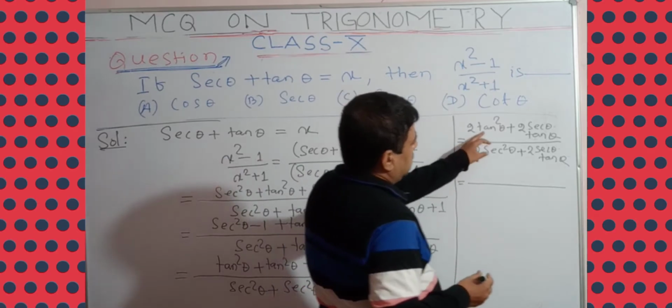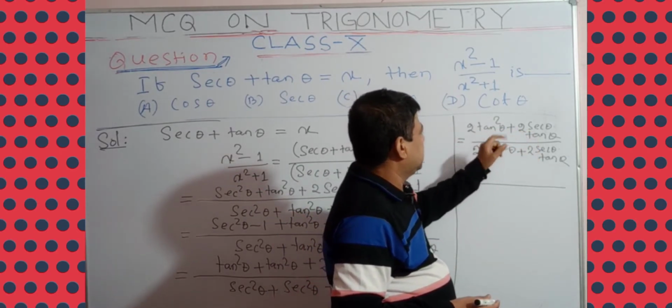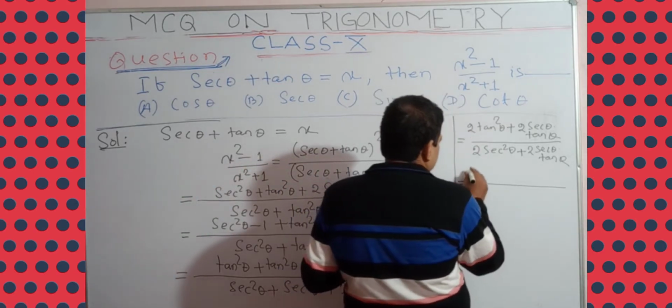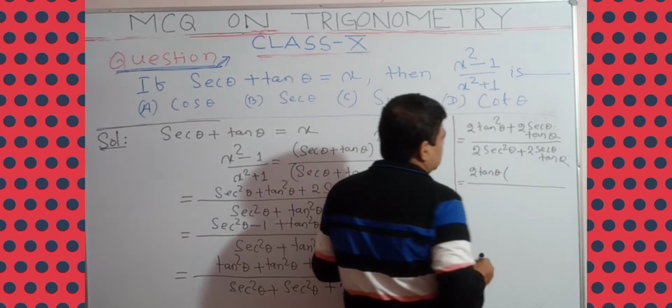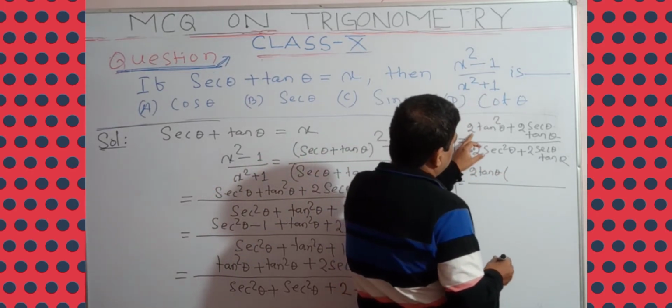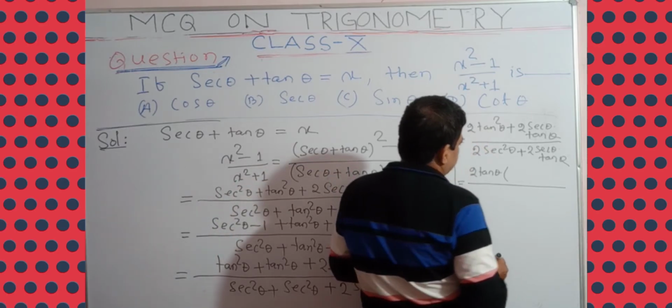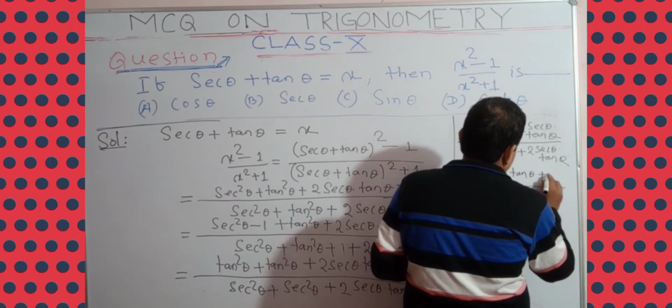Then here you see 2 tan square theta plus 2 sec theta into tan theta. Can you bring the common factor? We can bring the common factor 2 tan theta. Yes or no? So it will be 2 tan theta. Out of 2 tan square theta, 2 and tan theta, one tan theta has been taken. So it will be tan theta plus sec theta.